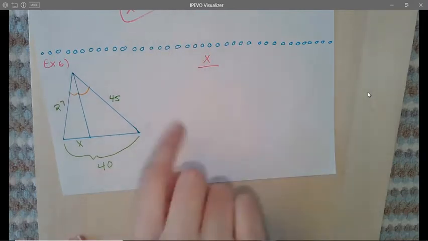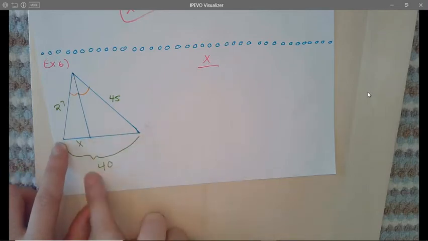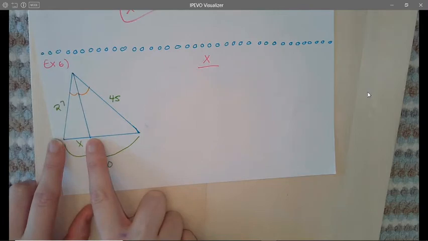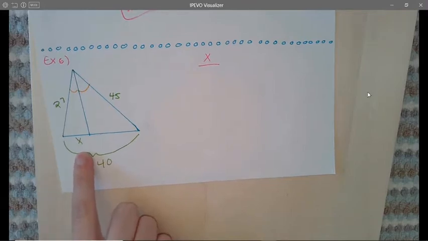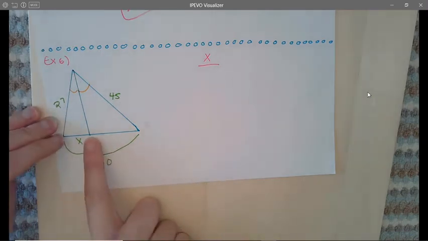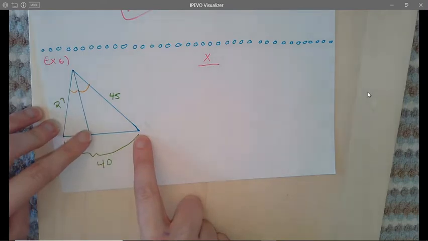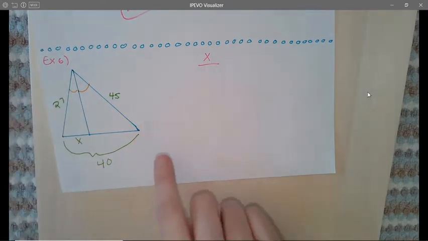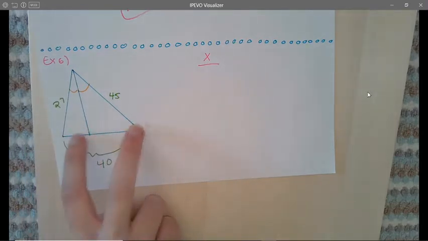Now, something that will help me to find this side is that I know the length of this entire side of the triangle, which is 40. I don't know what this is, but I can use some numbers to help me figure it out. Let's just say x was 10. If we know the whole thing is 40 and this piece is 10, how could I find what this piece is? You would do 40 minus 10 to get 30, because 30 plus 10 is 40.